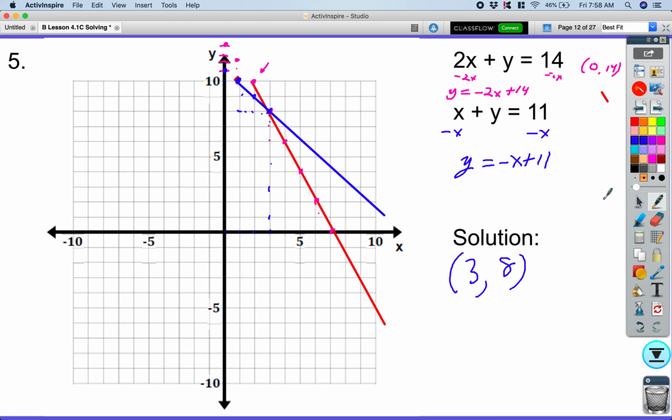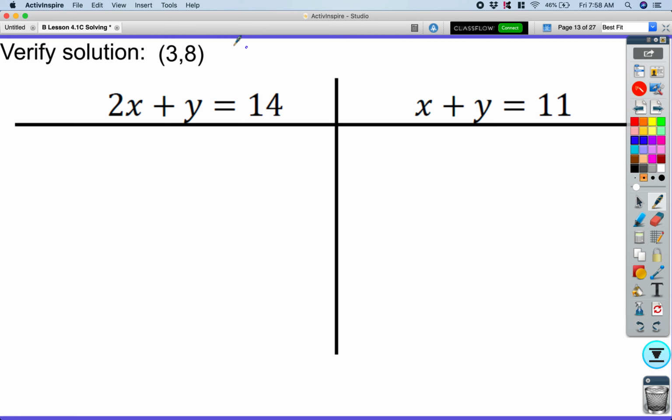Now we can't just assume that's the correct solution just by looking at the graph, because there could be some variation or we can mess up on our graph. So we need to prove it algebraically. So I have this point (3, 8). Remember, this is x, this is y. I'm going to plug this in for x. I'm going to plug this in for y.